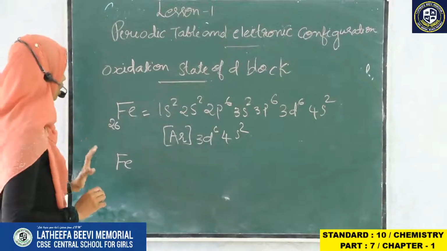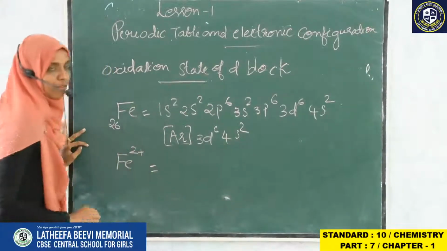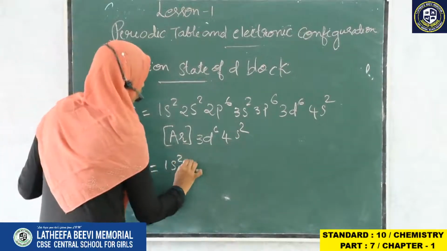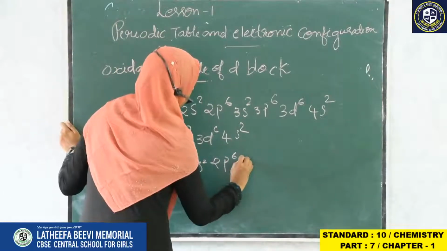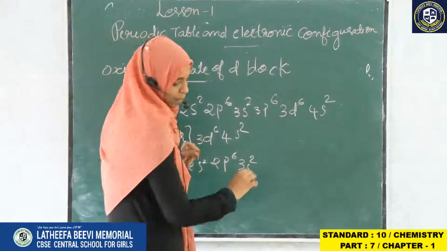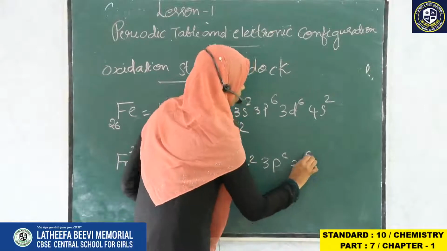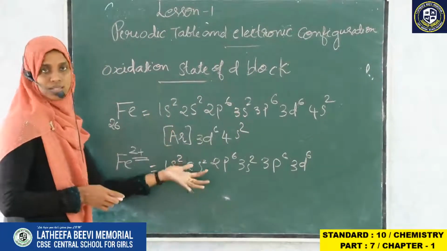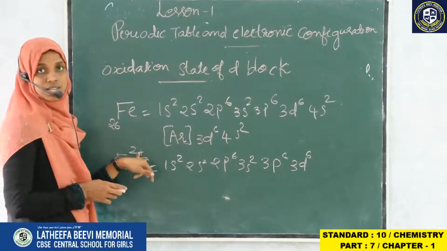When we write the different oxidation states of iron, first of all Fe2+. How can we write Fe2+? 1s2 2s2 2p6 3s2 3p6 and 3d6, because we know that 2 electrons are lost from iron. Here 2+ is the oxidation state.